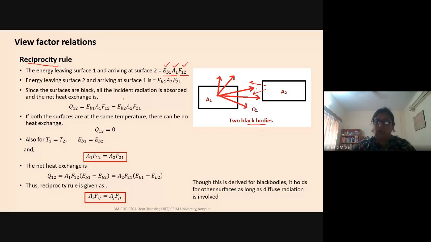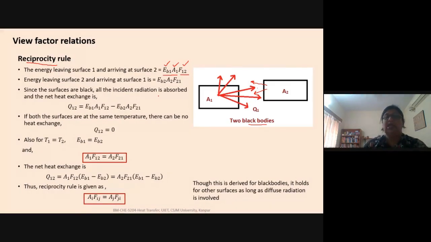Since the surfaces are all black and the incident radiation is absorbed, the net rate of heat exchange, that is Q12, is given as the difference between the two of them. That is EB1 A1 F12 minus EB2 A2 F21. This is the net rate of heat exchange between the two bodies. Now, if the two bodies are at the same temperature, that means if this is at a temperature T and the second one is also at a temperature T, then there will be no rate of heat exchange. So Q12 in that case will become equal to 0.